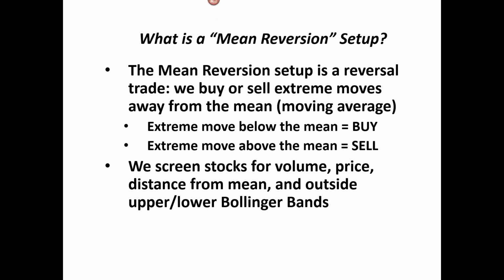And the system also screens stocks for volume, like the pullback, for price, and for distance from the mean. So we're looking for a critical distance, an X percentage distance away from the mean. That's our minimum. It can be more than that, but it has to be at least that distance from the mean. And then we also use Bollinger Bands in the system to give us a kind of objective way of measuring when price has gotten beyond its standard deviation.